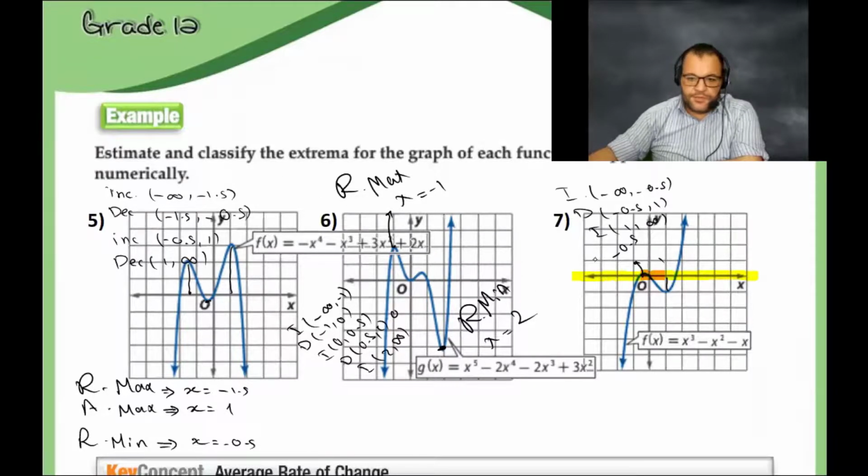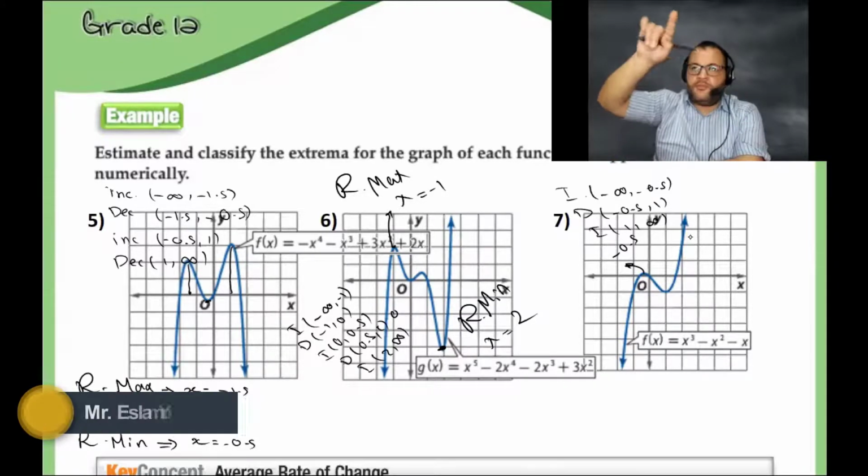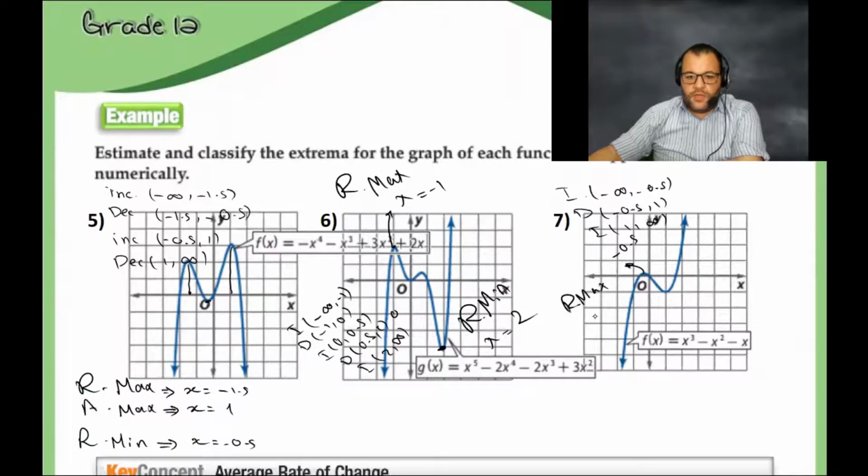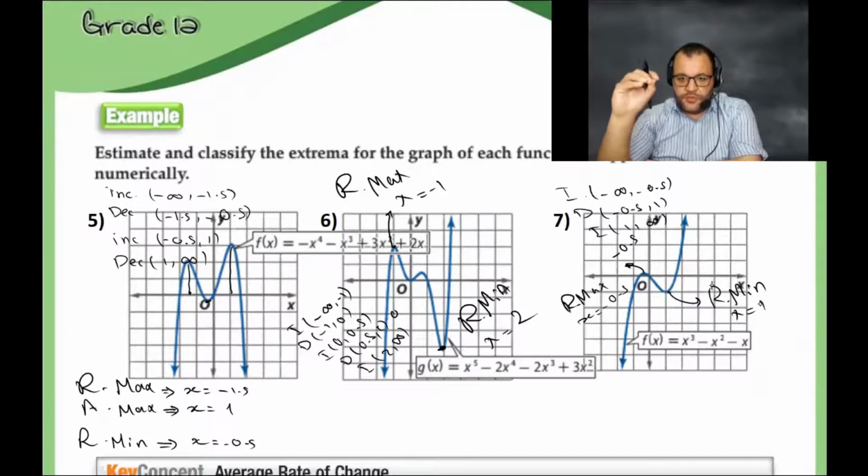Now for the extrema. Relative maximum and minimum at negative 0.5 and 1. How? Here is the highest point at this part only, at the critical point. At this point, the curve goes up, then goes down. So that is the highest point, and we have a relative maximum at x equals negative 0.5, and a relative minimum at x equals 1. Any problem for this point? No. You know the difference now between them?